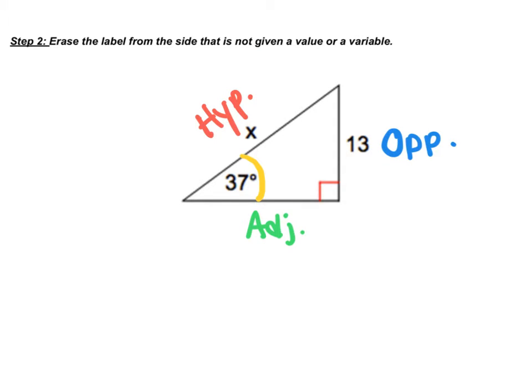Now the next step is to erase the label from the side that is not given a value or a variable. So in this case, we have that the hypotenuse has an x, the opposite has a 13, however, the adjacent has nothing here. So we're going to erase the word adjacent or scribble it out on yours. So you're only left with two labels.